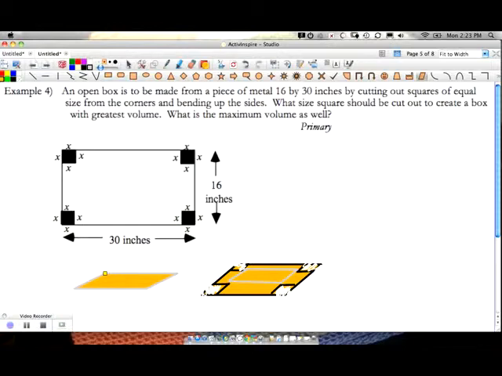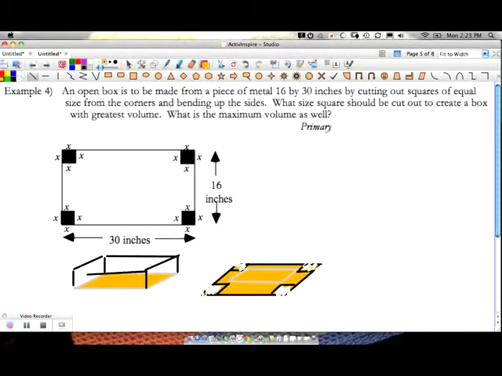We're going to fold on those gray lines. That's why those gray lines are still there. We're going to get something that looks kind of like this. Actually, I should make those black. Let's make those black. Then we can put these together. Now we got a box.